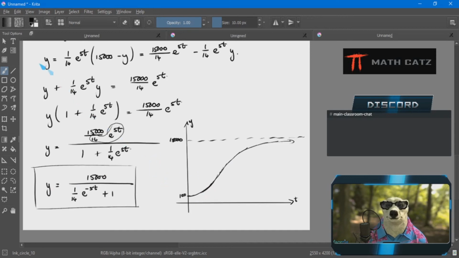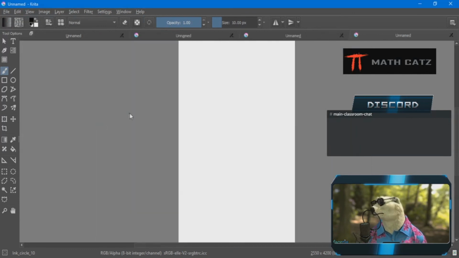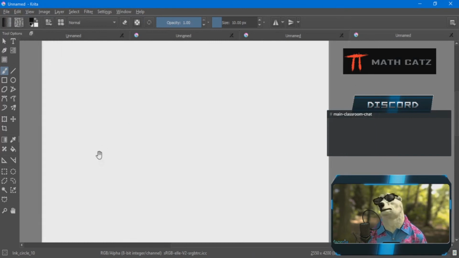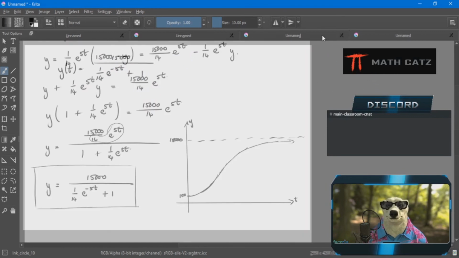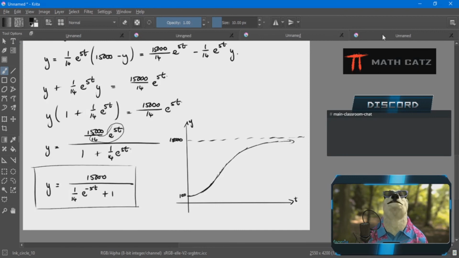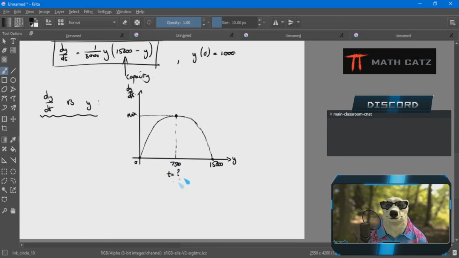Okay, so now let's squeeze in one more page to answer those couple of questions. Now I'll just do one because they are handled in exactly the same way. Let's rewrite our function here so we can see it on the same page. It's 15,000 over 1 over 14 e to the negative 5t plus 1. And we can double check it for sure if you're not convinced. There's our function. So we can go back here and ask, where did it reach the 7,500? When did it reach that maximum growth rate?